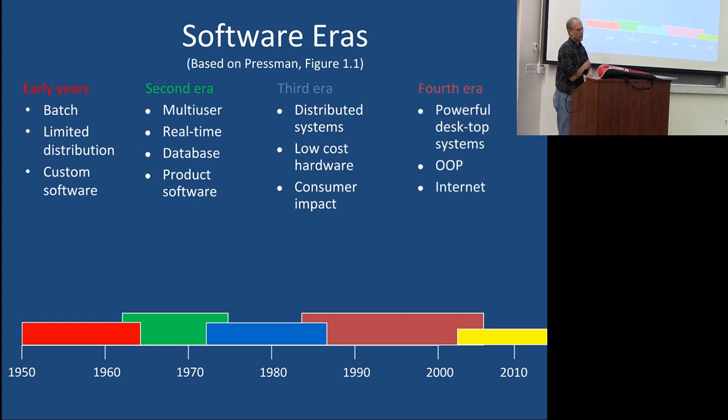And then the fourth era, sort of into the beginning of the century, basically governed by the internet. So people started to have powerful computers at home. Object-oriented programming became the way to program, a predominant way to program, and the internet appeared. And then the web appeared.